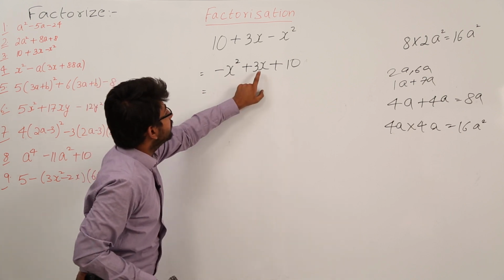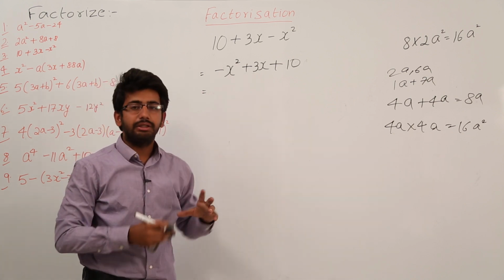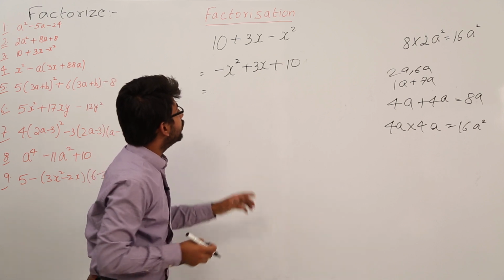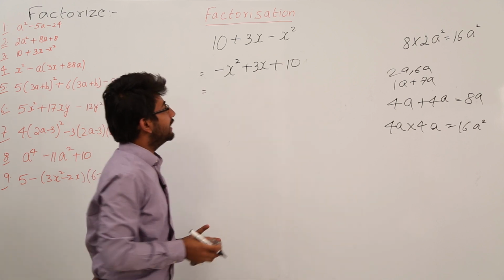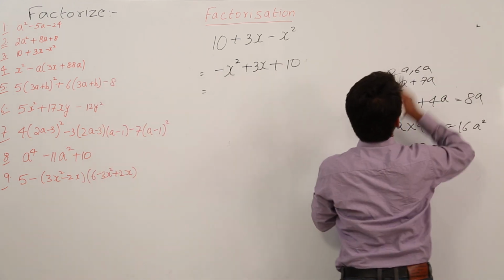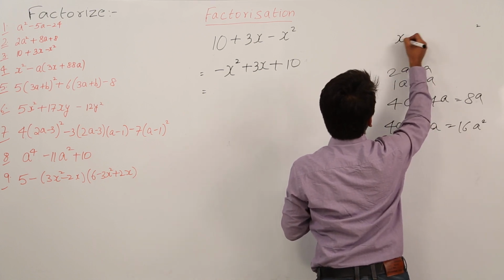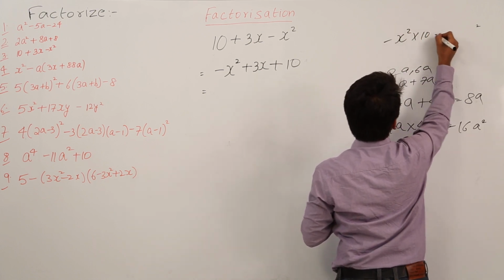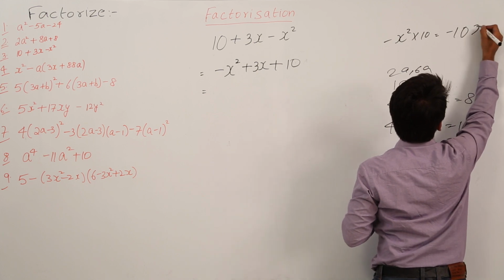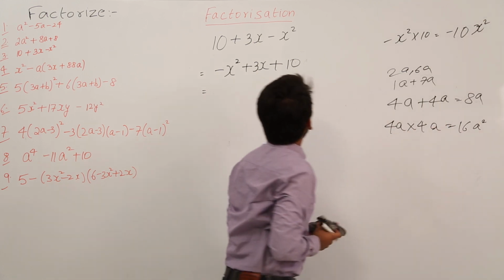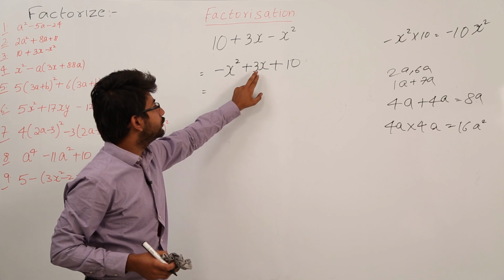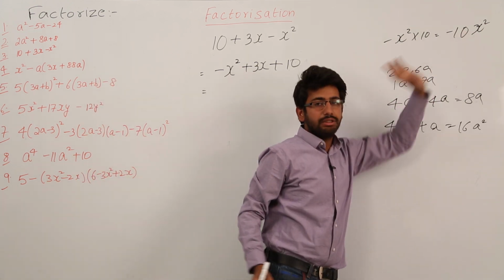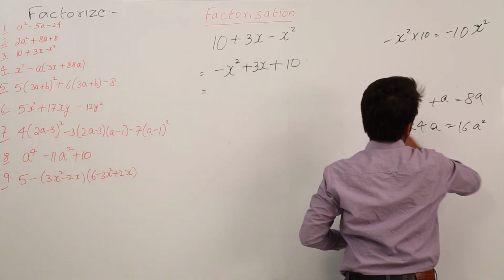Now we have to split 3x in such a way that the product of both the components is equal to the product of 10 and minus x square, right? The product of minus x square and 10 is equal to minus 10x square, right? Now we have to think of two components of 3x which give us this product. Now let us think of that.